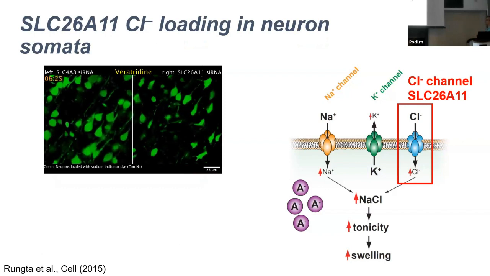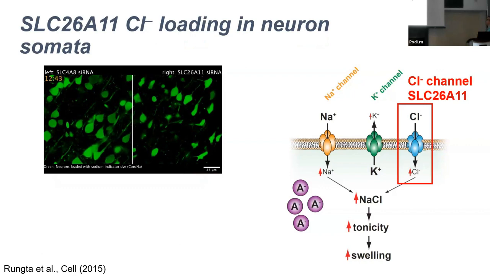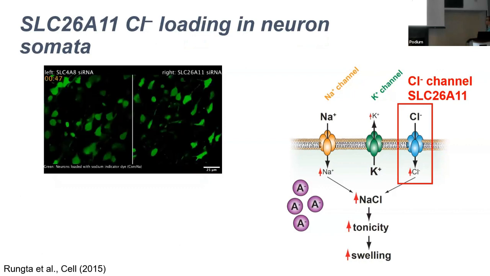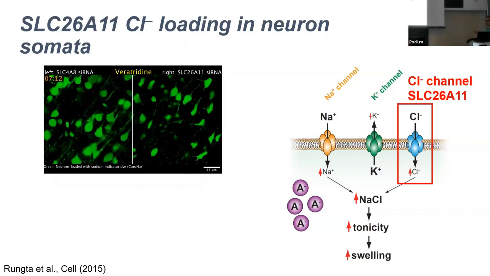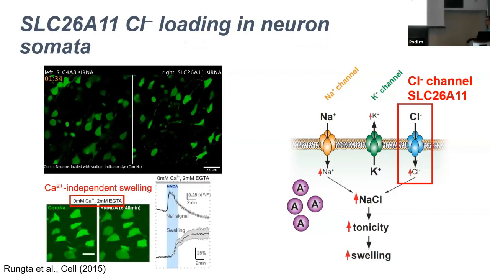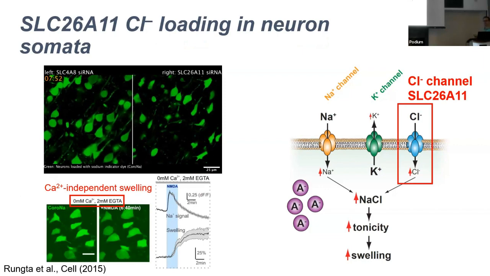And so for a long time, it wasn't known how chloride gets into neurons. And in 2015, Ravi Rungta, who was a PhD student in Brian's lab at the time, published a paper identifying the importance of this chloride channel SLC26A11 to drive this process. And what was interesting about it is, unlike a lot of other excitotoxic cascades that lead to neuronal death, this did not require calcium entry.